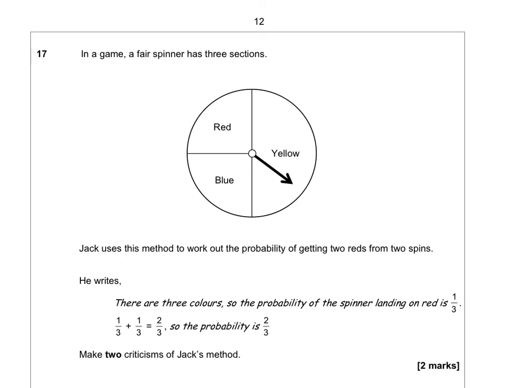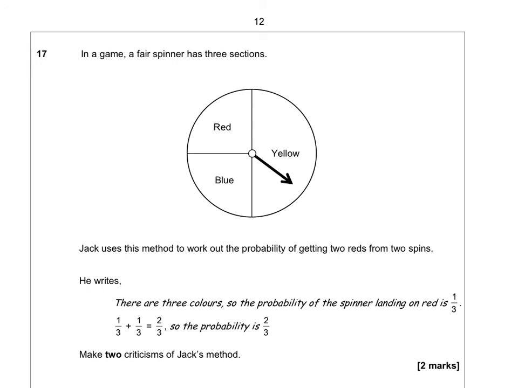Question 17. In a game, a fair spinner has 3 sections: red, blue and yellow. Jack uses this method to work out the probability of getting 2 reds from 2 spins. He writes, there are 3 colours, so the probability of the spinner landing on red is 1/3, 1/3 plus 1/3 equals 2/3, so the probability is 2/3. Make 2 criticisms of Jack's method.